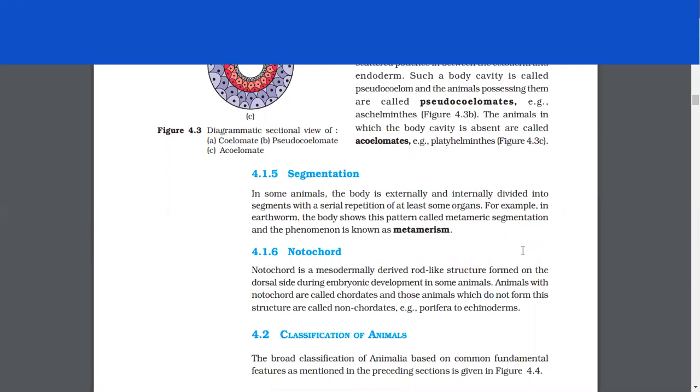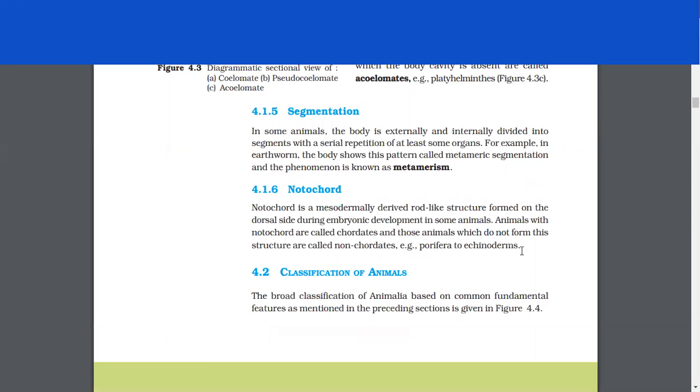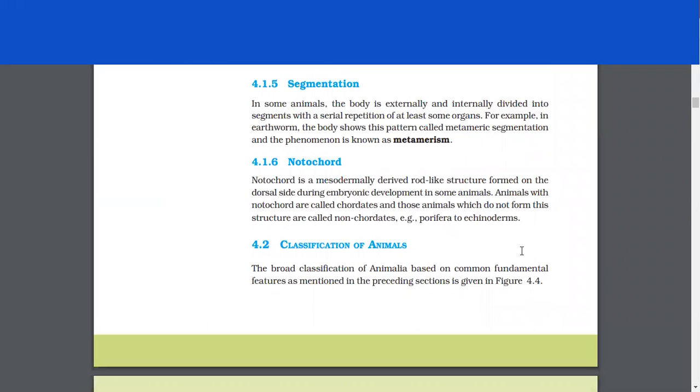Segmentation. In some animals, the body is externally and internally divided into segments with a serial repetition of at least some organs. For example, in earthworm, the body shows this pattern called metameric segmentation, and the phenomenon is known as metamerism. Notochord. Notochord is a mesodermally derived rod-like structure present or formed on the dorsal side during embryonic development in some animals. Animals with notochord are called chordates, and those animals which do not form this structure are called non-chordates, for example, Porifera to echinoderms.